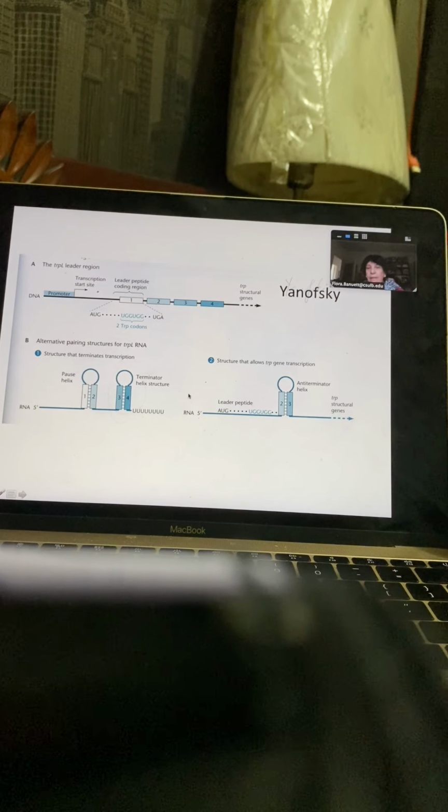So when the ribosome is translating this region, it will come to the UGG. The codons will have to be recognized by tRNA Trp to insert the Trp. But if you don't have Trp, that causes the ribosome to stall here and allow the formation of this hairpin, which is a signal for RNA polymerase to continue transcription. Okay, we are going to look at this in more detail.